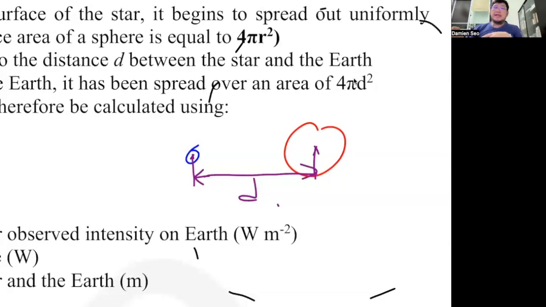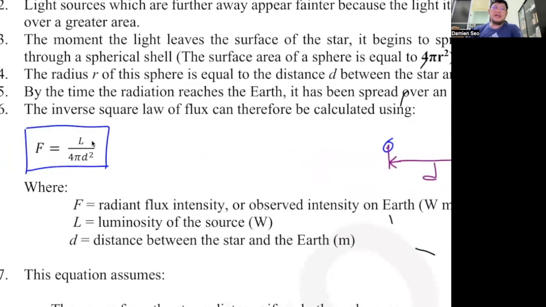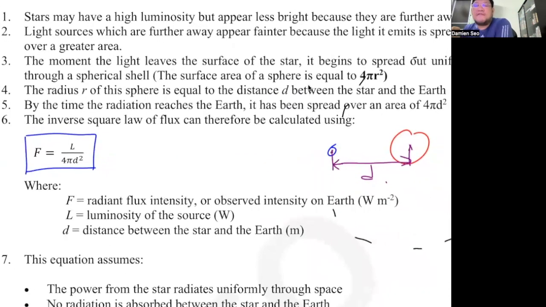So what you will do is you measure the distance between the star and the Earth. Then the power of the sun will be spread over a sphere with this radius. Correct? So you take the luminosity L and divide by the surface area of a sphere. The surface area of a sphere is 4 pi r squared, where r is the distance between the Earth and the star. That's the formula. Easy, right?